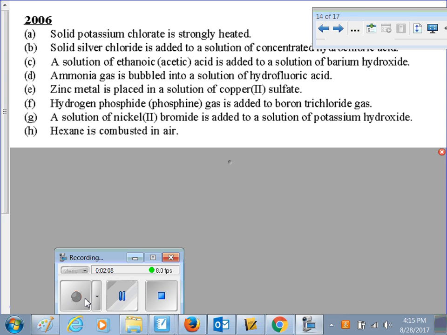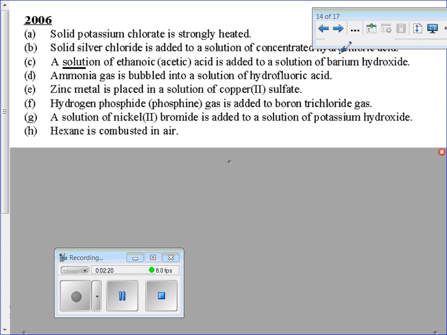Okay, the next reaction I'm going to look at is C. It says B in my writing, but it's C. You have a solution of ethanoic or acetic acid added to a solution of barium hydroxide. So I have solution and solution, so I know that my reactants are going to be aqueous.